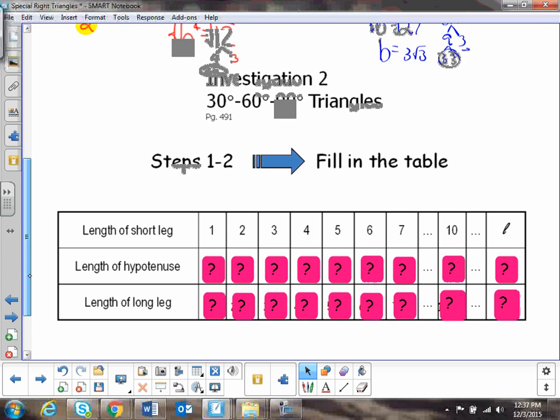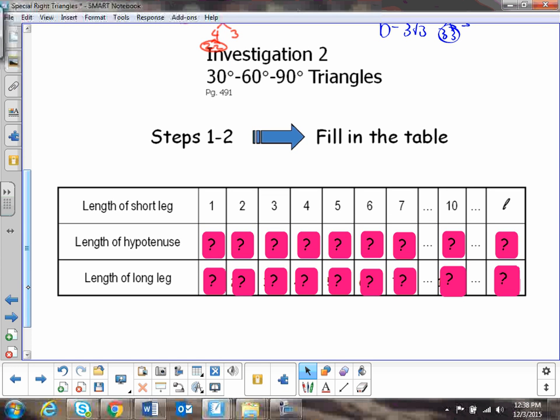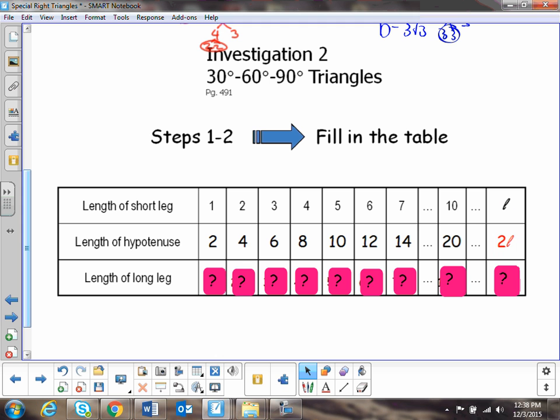If you look at this table here, it should be pretty easy to get. If the short leg is 1, the hypotenuse we already know should be double, so that's going to be 2. If the short leg is 2, that's going to be 4. All you do is double the short leg to get the hypotenuse. So for any variable or any size L, you just do 2L.